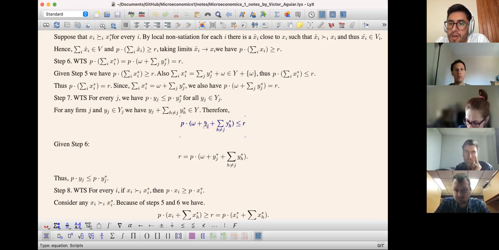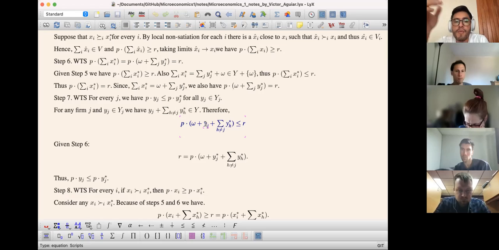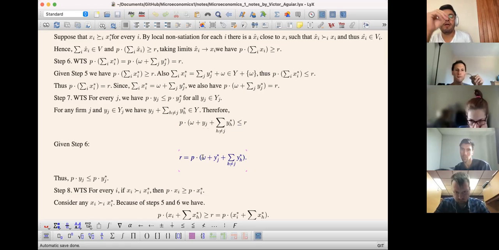This element belongs to the capital Y set. Do you understand that? Because it's a production plan that is feasible, and you're adding production plans that are feasible plus the omega, it belongs to the set Y plus omega. So by definition in the previous steps, we know that elements of Y plus omega, multiplied by prices, have to be less than or equal to R, okay? And then by the previous step, where we showed that the optimal allocation Y star, the Pareto optimal, multiplied by prices plus omega, has to be exactly equal to R.